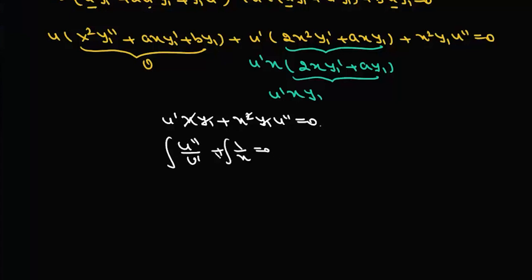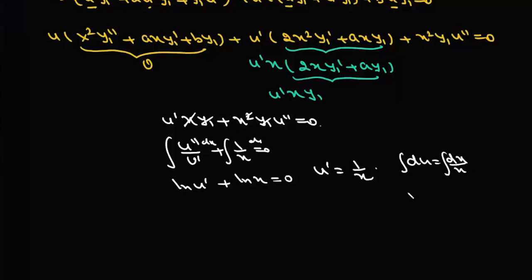Now if we integrate this with respect to x, we can write log u dash plus log x is equal to 0, or we can simply write u dash as 1 by x. Now u dash is du upon dx, so we can write du equals dx upon x, and if we integrate, we can simply write u as log x. We are ignoring the constants of integration.